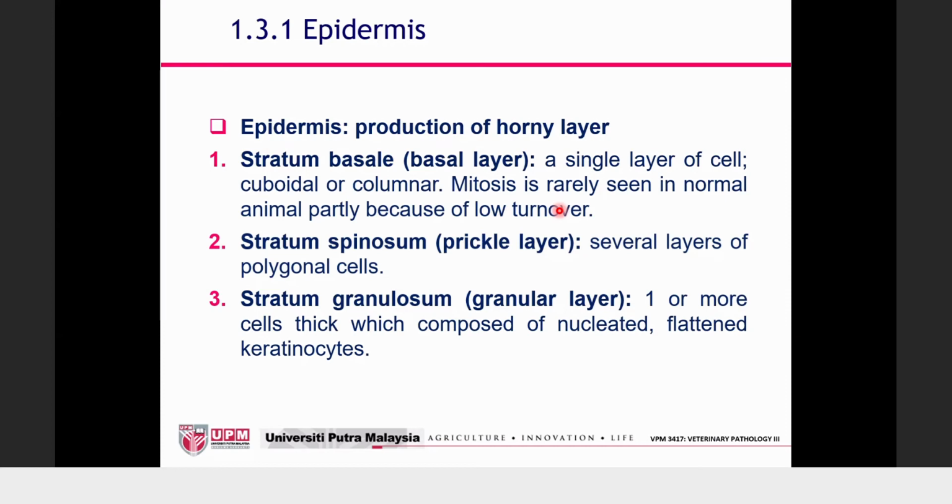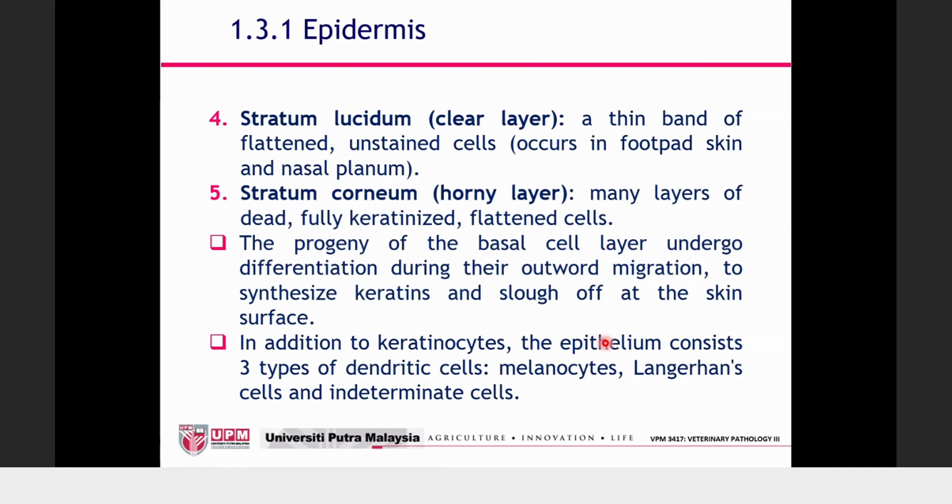Okay. The stratum spinosum, which is known as the prickle layer, is made up of several layers of polygonal cells. Okay, and then you have the stratum granulosum, which is also known as the granular layer. It is made up of one or more cells thick, which are composed of nucleated keratinocytes.